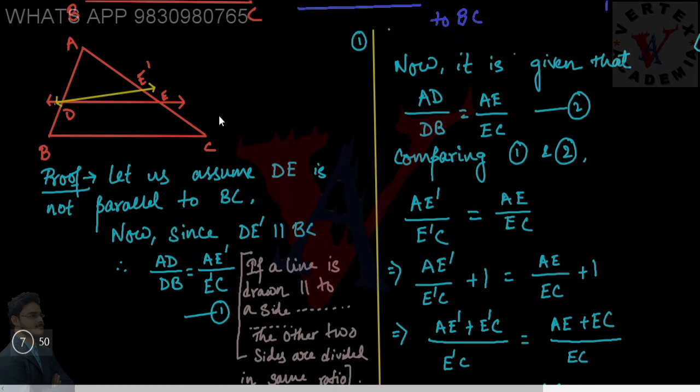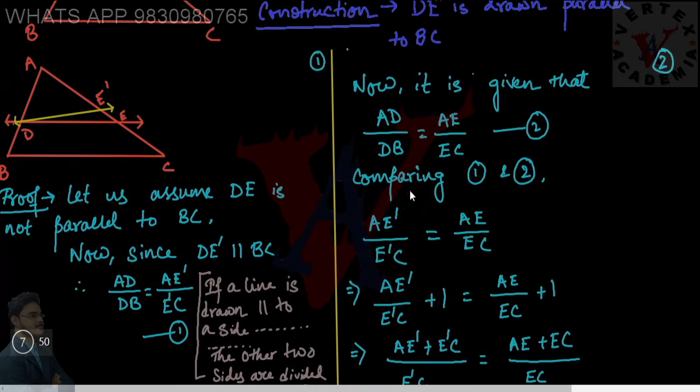Just a little observation: here AE dash plus E dash C is AC, and again AE plus EC is also AC. So if we can manipulate to get AE dash plus E dash C on one side, we can replace it by AC. And on the other side of the equation, if we can bring AE plus EC, we can write it as AC and we can cancel both sides. So basically we are trying to do that to simplify the result.